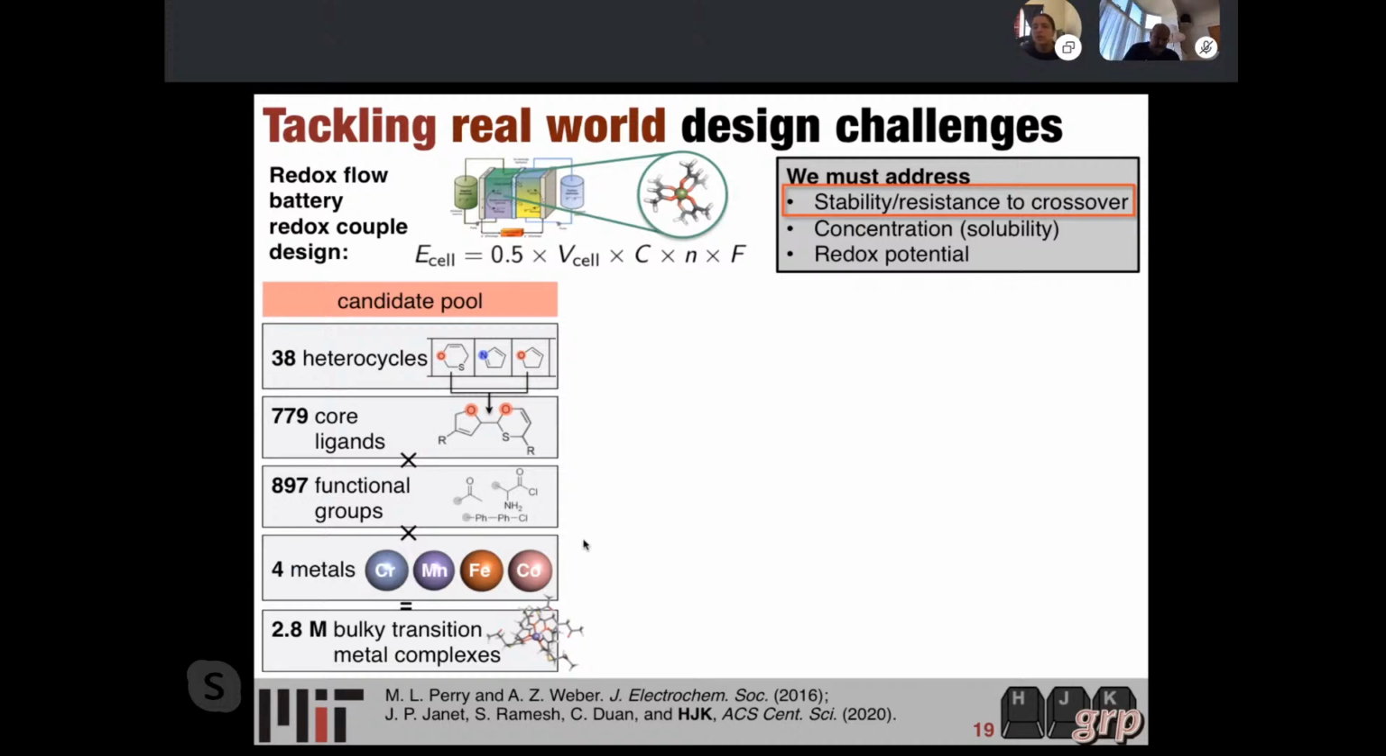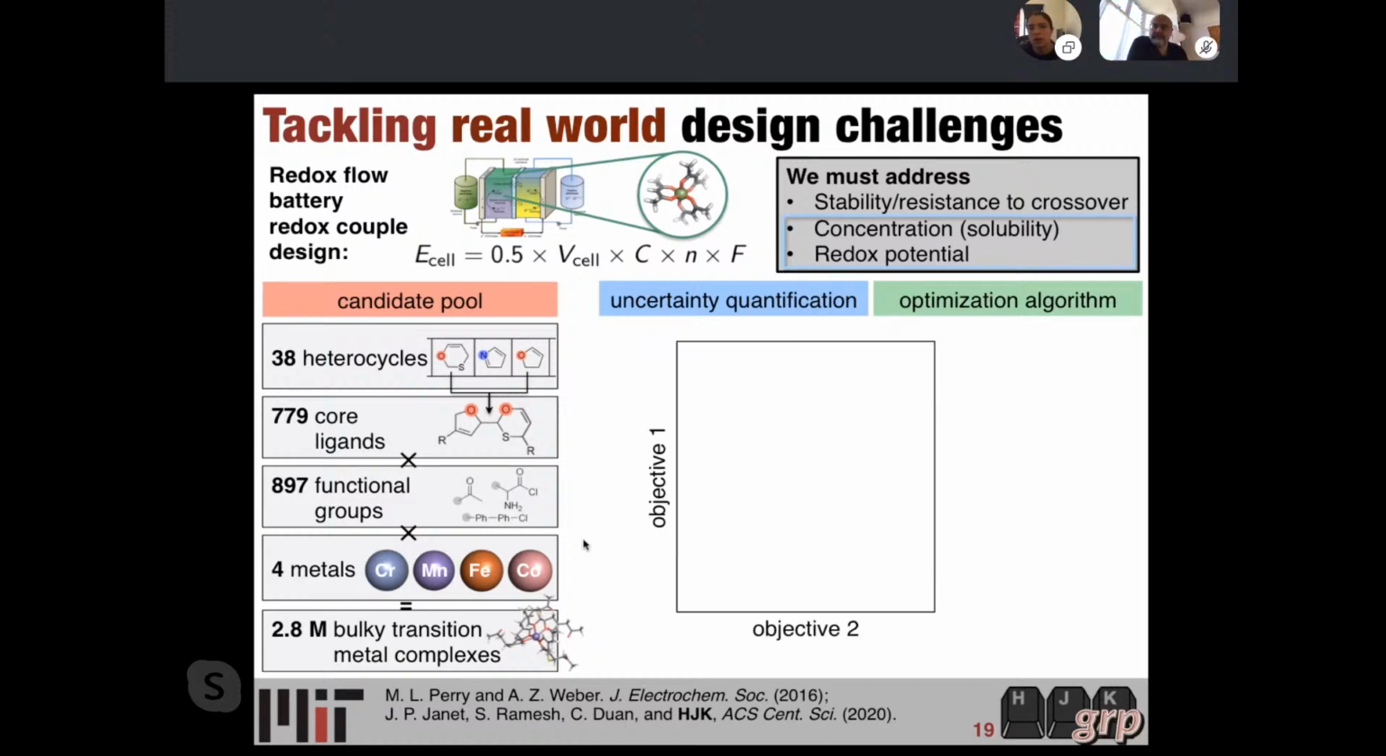And these looked almost nothing like anything my group had ever studied before. Typically, the smallest one of these had around 80 to 90 atoms. The biggest had a couple hundred atoms, and we needed that to be stable and resistant to crossover. So we didn't have past machine learning models that were predictive in this space. We then combined our approach for UQ and optimization, and we developed 2D expected improvement, which is an efficient global optimization criterion to explore the challenge of simultaneously optimizing solubility and redox potential.